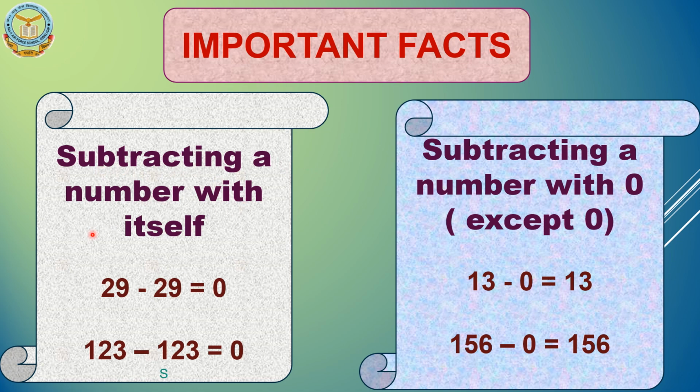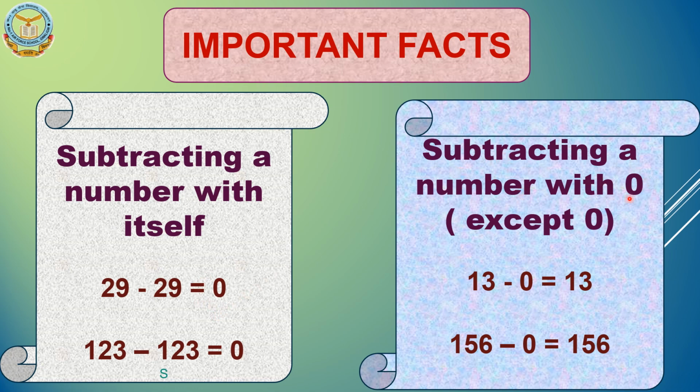Subtracting a number with itself. It means when we subtract any number from itself, the answer is always 0. For an example, if you subtract 29 from 29, the difference is 0. If you subtract 123 from 123, the difference is 0. The easy way is when you subtract same number, the difference is 0.